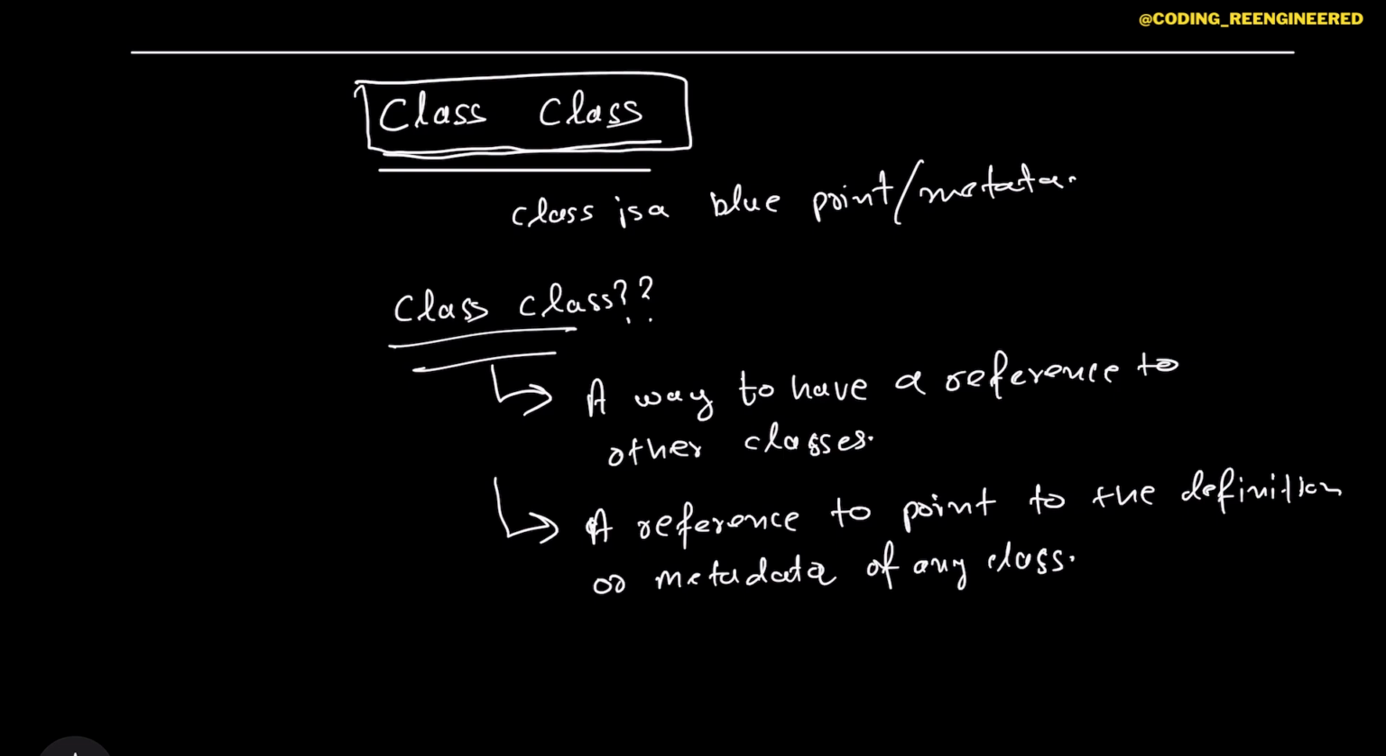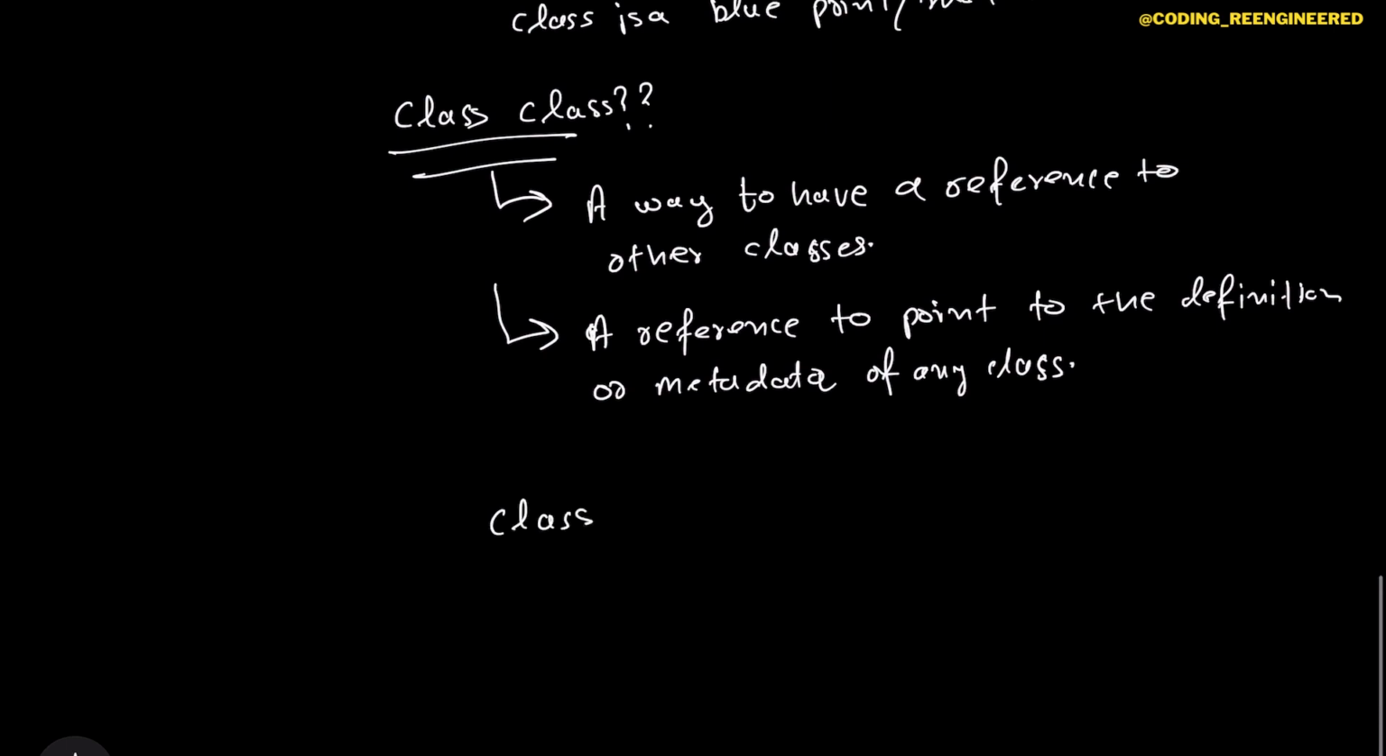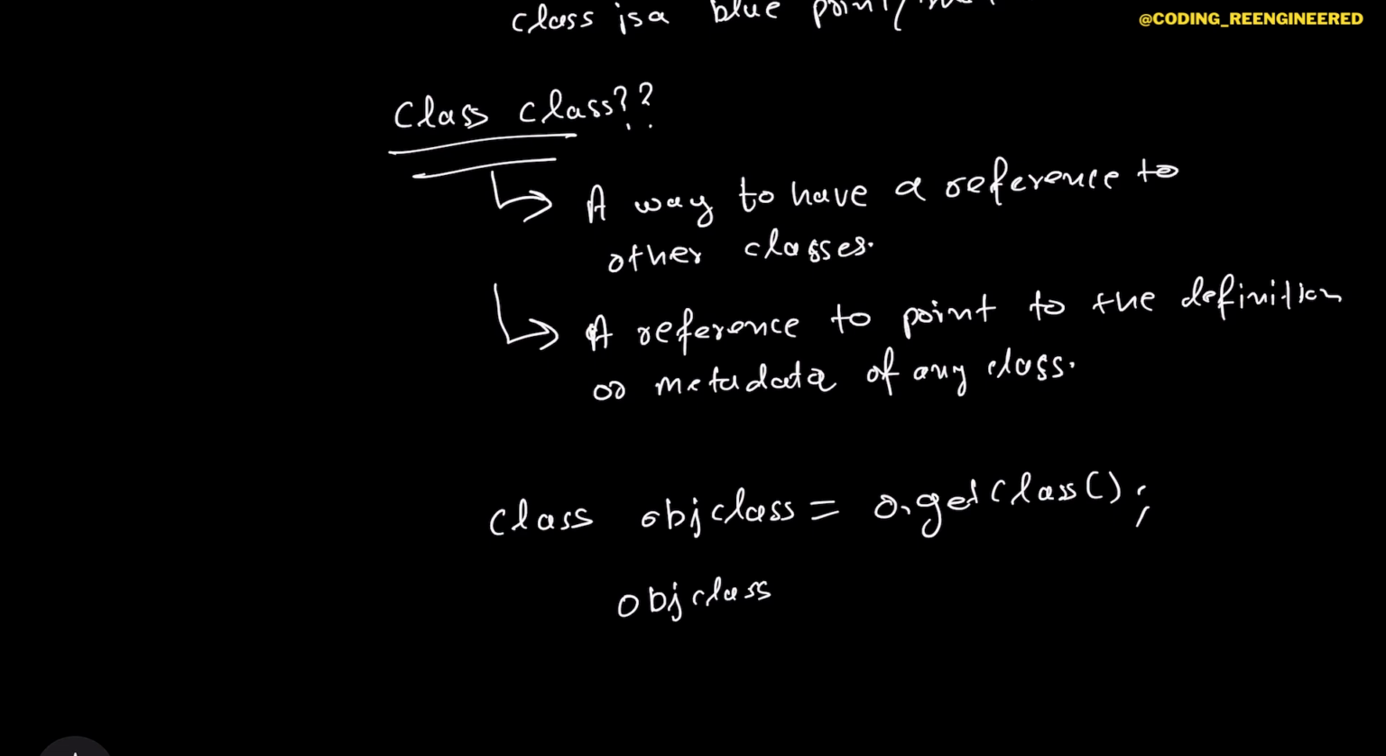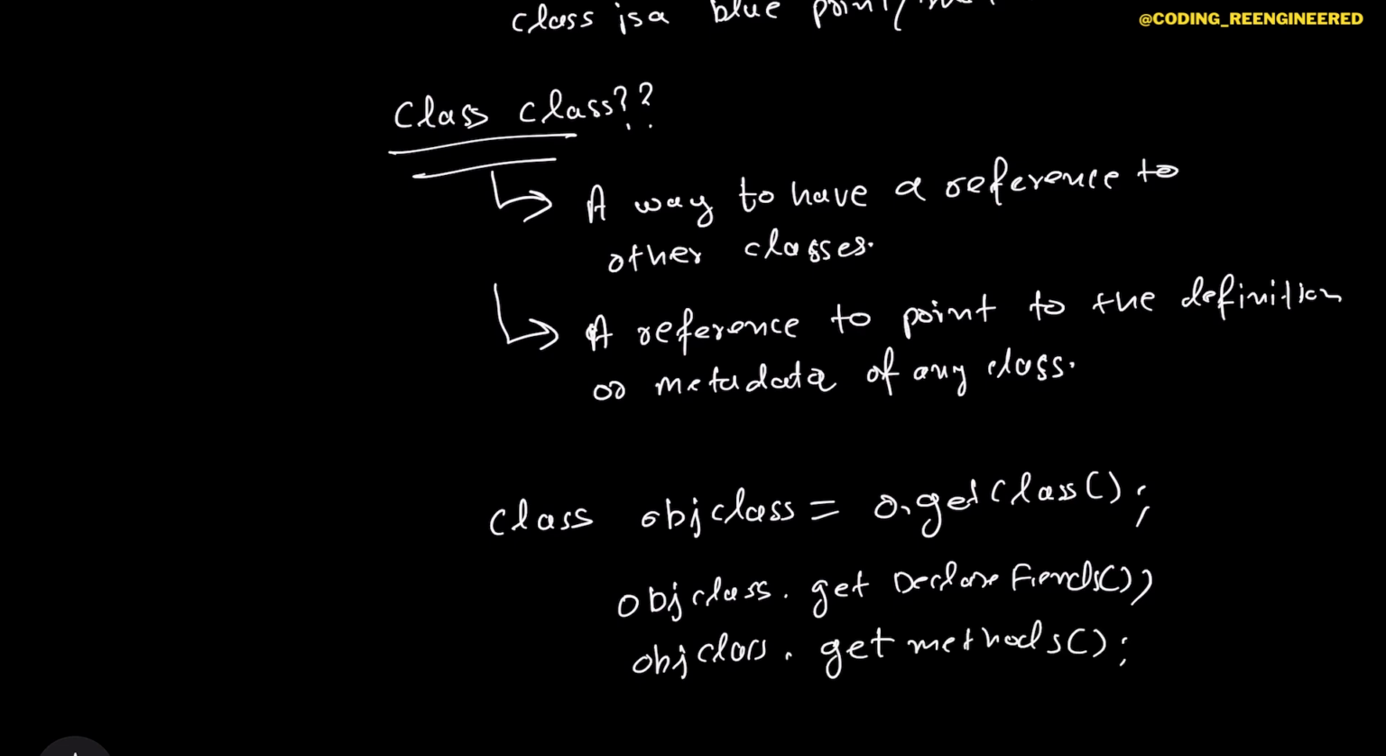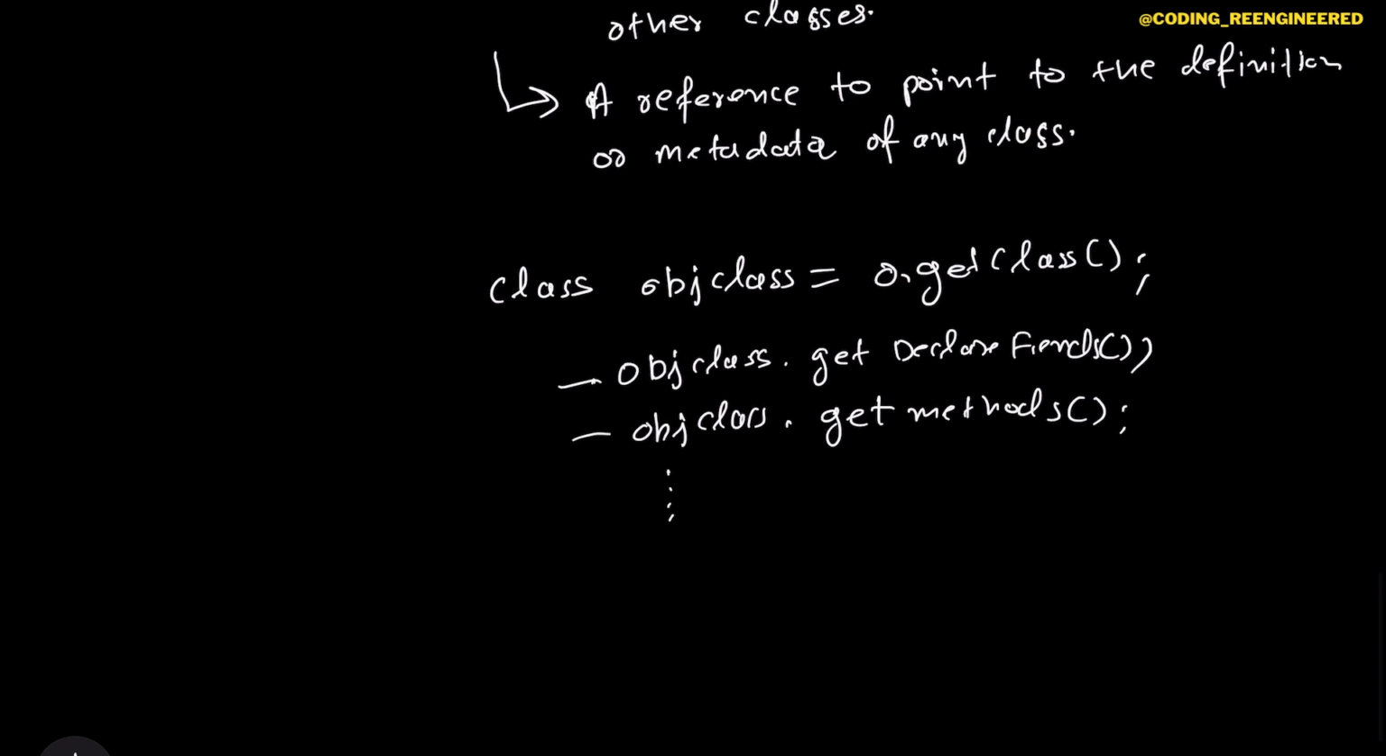So how would you know this? If you create an object of class, let's say Class objClass equals o.getClass(). o.getClass() is the member function of class, and within this there are a couple of functions available, let's say objClass.getDeclaredFields and objClass.getMethods. There are many more functions that are available as such.